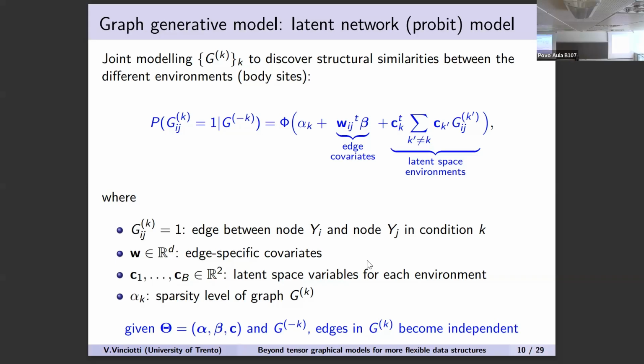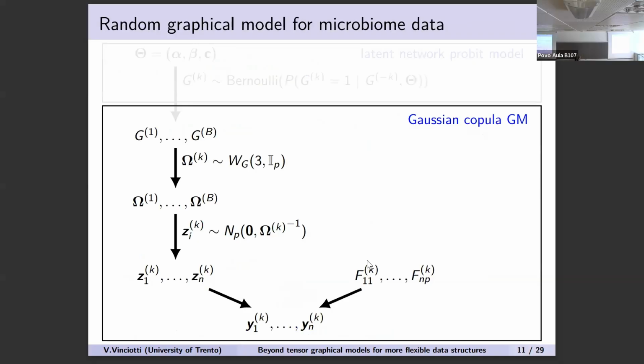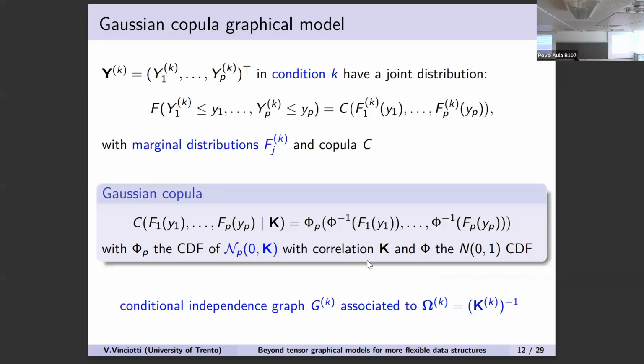Okay, so that's the first model. The other one, maybe you're more familiar with, is some kind of graphical modeling. As I said, the data are not Gaussian, so we use a Gaussian copula. So I'll quickly tell you a bit about this. This is the notation I showed you before: a p-dimensional vector of microbial abundances in condition K. They will have some distribution. If I know F, I can always find a copula such that this is true. So the copula couples the marginals and the dependence structure.